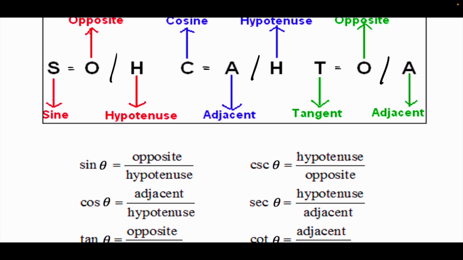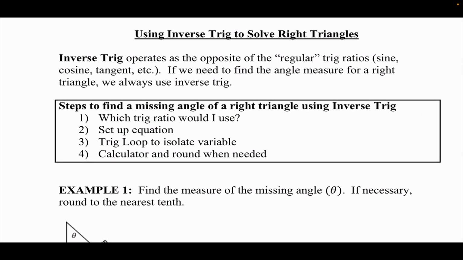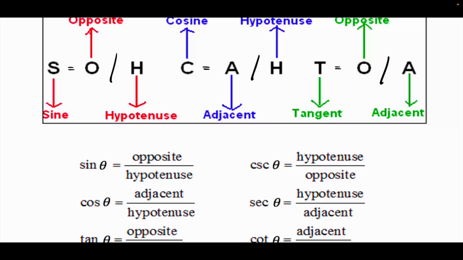Okay. This is what we worked on. Right? This is what we worked on. We're going to come back to that today. Today, we're doing the opposite of sine, the opposite of cosine, the opposite of tangent. We're not going to really focus on these today, but we're going to do the opposite.